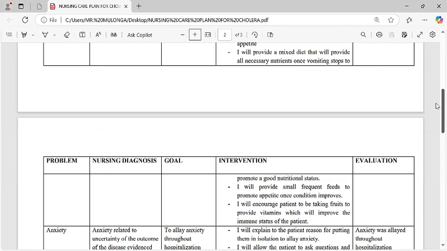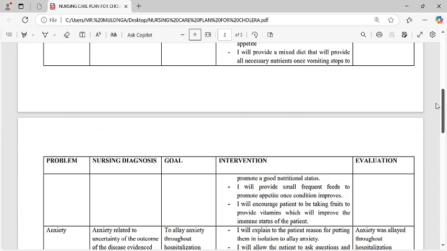Then we also have another point where you can say, I will encourage the patient to take fruits to provide vitamins, which will improve the nutritional status of the patient. Or you can say, I will provide the patient with foods rich in vitamins to improve the nutritional status. Or you can put another point, which is I will provide the patient with foods rich in carbohydrates such as sugar for energy. So those are just points that we can include.